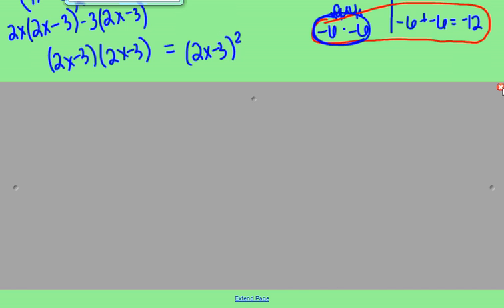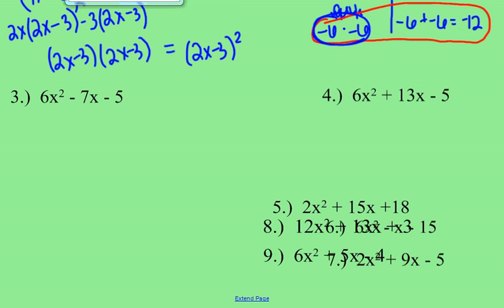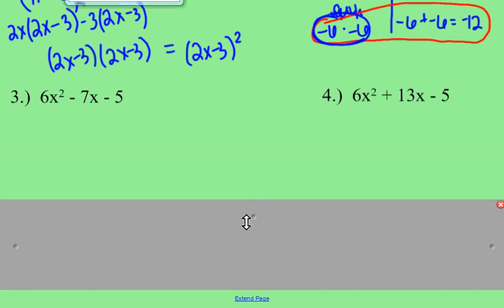Here are two more examples for you to try by yourself. 6x squared minus 7x minus 5 and 6x squared plus 13x minus 5. You may pause the video now and try these two examples on your own.